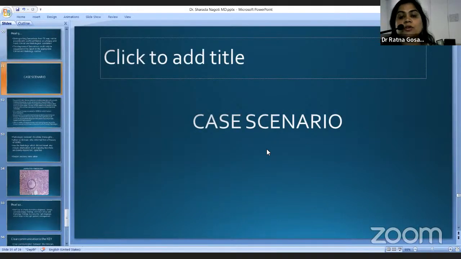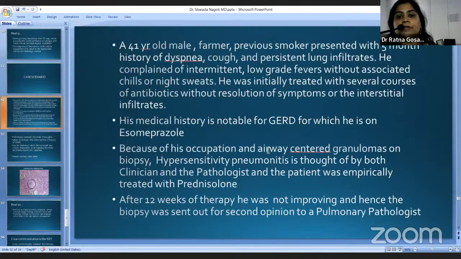So going to the next case scenario, a 41-year-old male presented with a history of dyspnea, cough, and persisting lung infiltrates. He complained of intermittent low-grade fevers without associated chills or night sweats. He was initially treated with several courses of antibiotics without resolution of symptoms or the interstitial infiltrates.